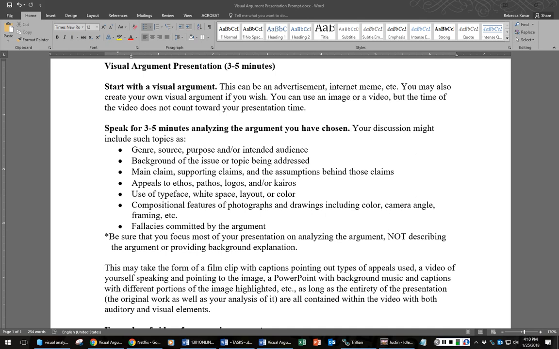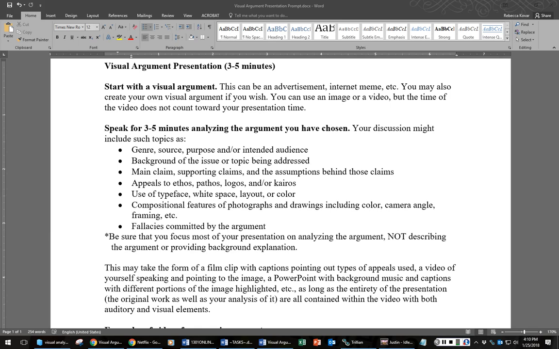Once you've chosen your argument, you're going to spend 3 to 5 minutes analyzing it. So you're going to consider such things as the genre of the argument. What type is it? Where's the source? Where'd you get it from? Was it just a random file on the internet? Was it published in a particular venue? What is the purpose of the argument? What is its intended audience?